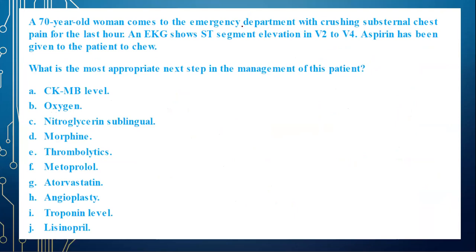See this one: a 70-year-old woman comes to the ED with crushing chest pain. ECG shows ST segment elevation. Aspirin has been given. What is the most appropriate next step? What do you think your next step is here? CKMB, oxygen, nitroglycerin, morphine, thrombolytic, atorvastatin, angioplasty, troponin, lisinopril.